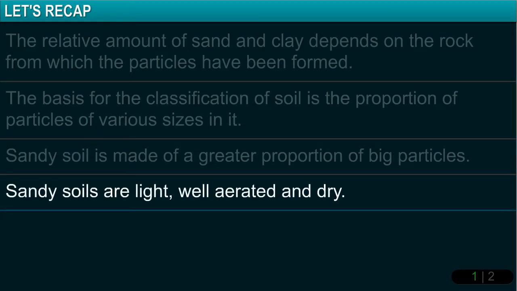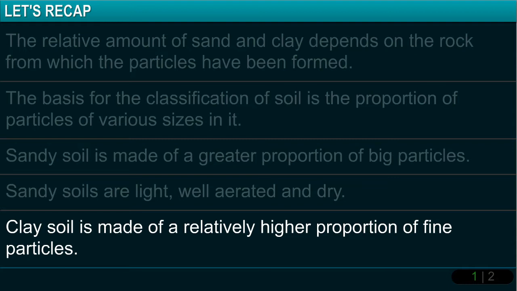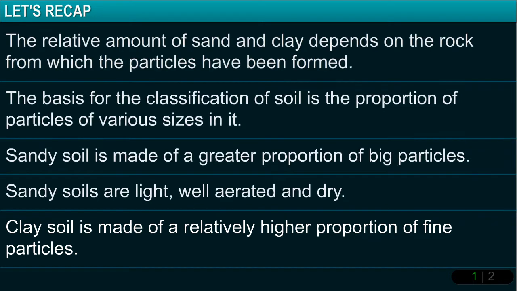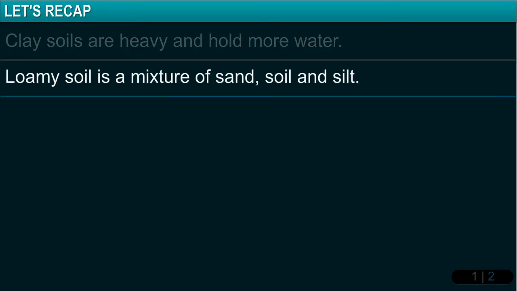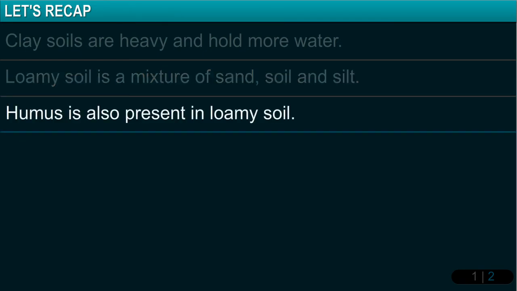Sandy soils are light, well aerated and dry. Clay soil is made of a relatively higher proportion of fine particles. Clay soils are heavy and hold more water. Loamy soil is a mixture of sand, soil and silt. Humus is also present in loamy soil.